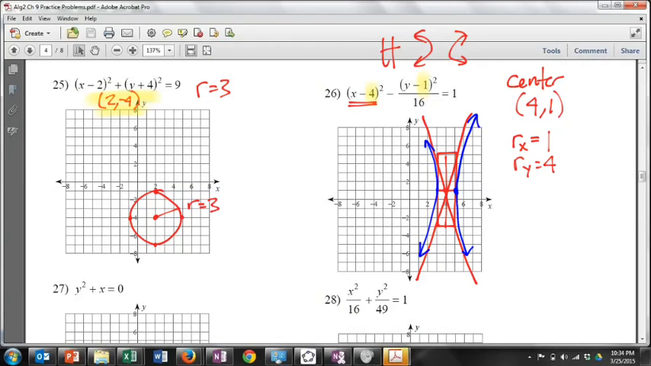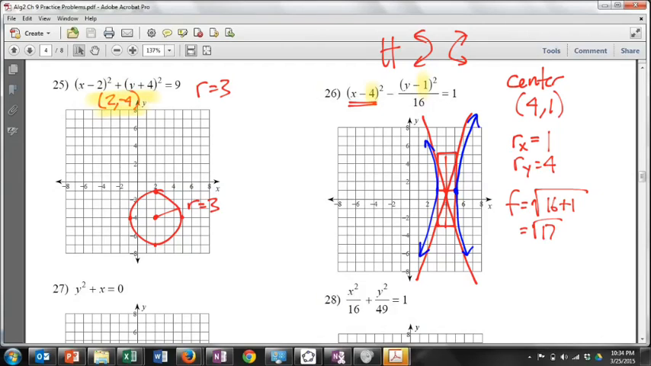And now I need to draw my focus points. My focus points, F is equal to the square root of 16 plus 1. Where did I get that from? I have 16 here plus 1 here. Think of it as an invisible 1 underneath the denominator there. So it's going to be the square root of 17, which is a little bit greater than 4.